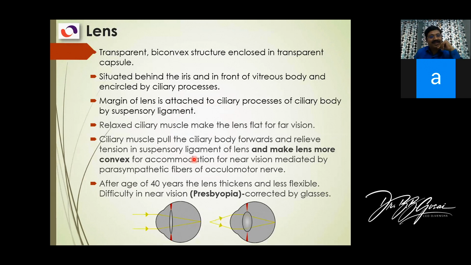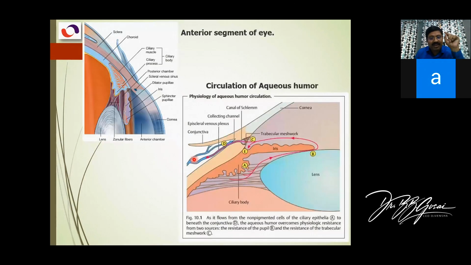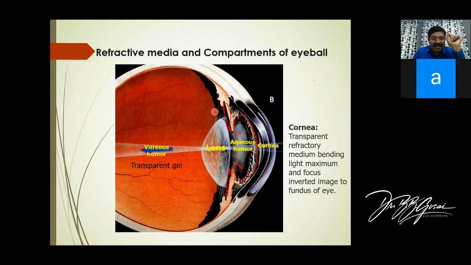Coming to the lens, it is biconvex, which I have already shown to you. Now, because some of the facts need understanding in the picture, I'm going back to the picture to give you an idea. So in this region, you see the lens, and this is the ciliary body. Within the ciliary body, there is a muscle. This muscle is known as ciliaris. And from the ciliary body, there are zonular fibers, the suspensory ligament of the lens. Simple name, suspensory ligament of the lens.